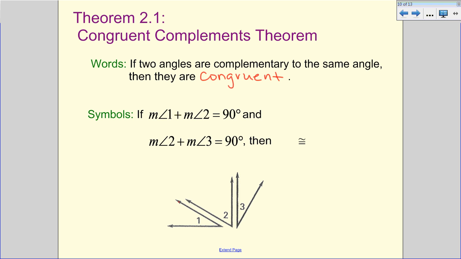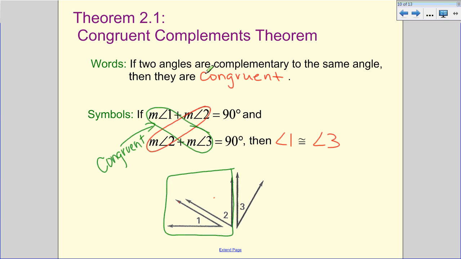And we know that the measure of angle 2 and the measure of angle 3 add up to equal 90. So since 2 is this common thing in there, what we know is that angle 1 is congruent to angle 3. The two things that are being added to angle 2, those are the two things that are going to be congruent. This set equaled 90. This set equaled 90. So 1 and 3 have to be congruent.